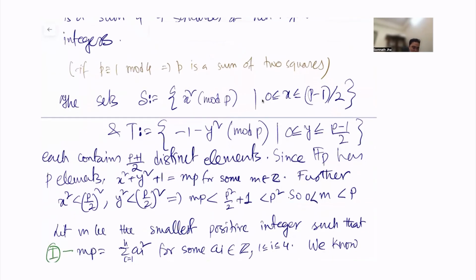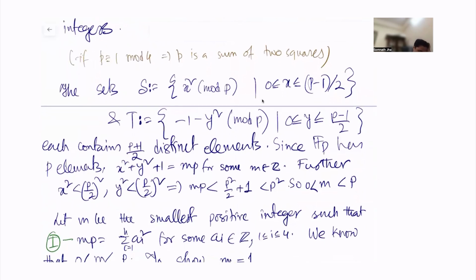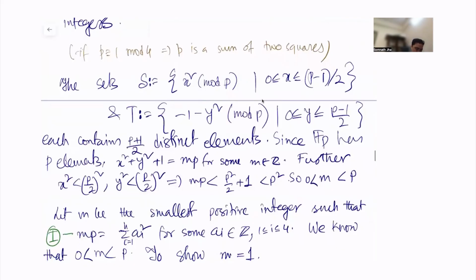So there exists m, where m is between 0 and p, such that m times p is a sum of 4 squares. Let m be the smallest positive integer such that m times p is a sum of 4 squares. We saw there is an example of m less than p such that m times p is a sum of 4 squares, namely x squared plus y squared plus 1 squared plus 0 squared. So there is such an m, so choose the smallest. The sum of 4 squares is a1 squared plus a2 squared plus a3 squared plus a4 squared, where the a_i are in Z.